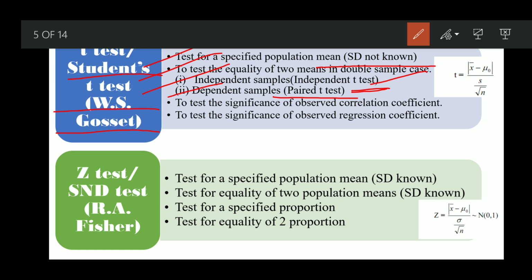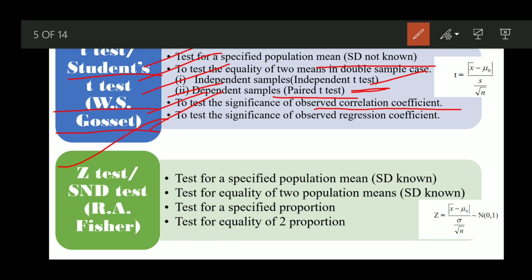Next is to test the significance of the observed correlation coefficient. That means we can use the t-test to know whether our correlation coefficient is significant or not. Last but not the least is to test the significance of the observed regression coefficient. That means using the t-test we can test whether the regression coefficient is significant or not. Okay, that's all about the t-test.